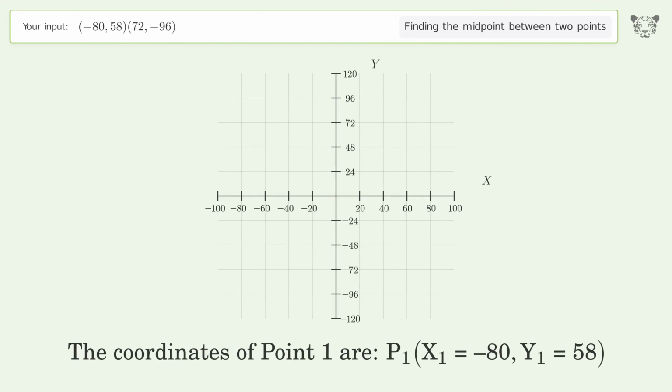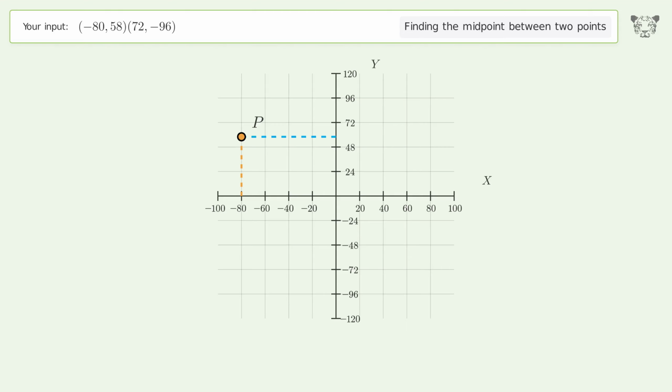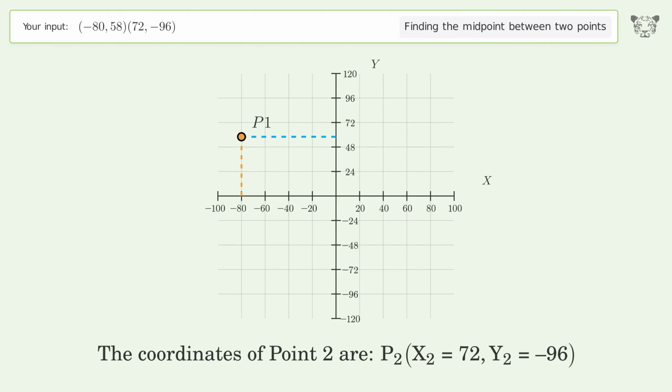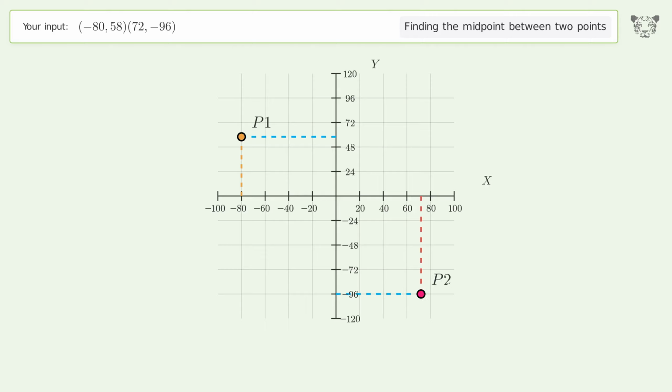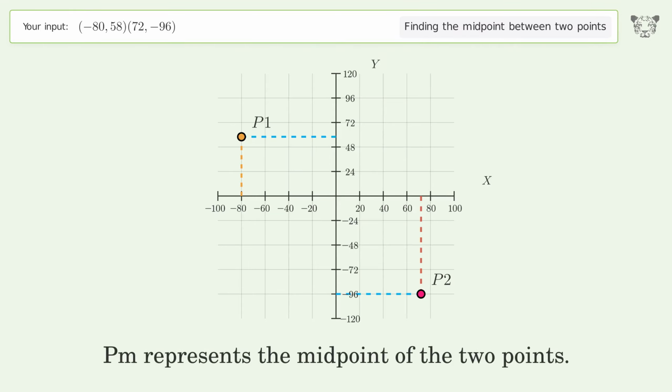The coordinates of point 1 are, x1 equals -80, y1 equals 58. The coordinates of point 2 are, x2 equals 72, y2 equals -96. PM represents the midpoint of the 2 points.